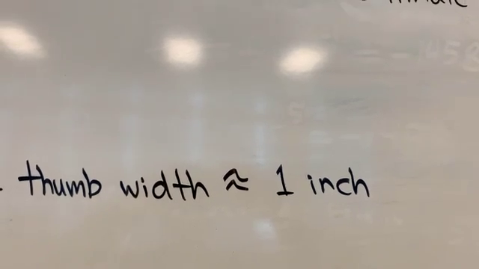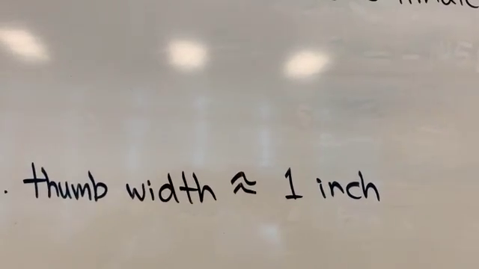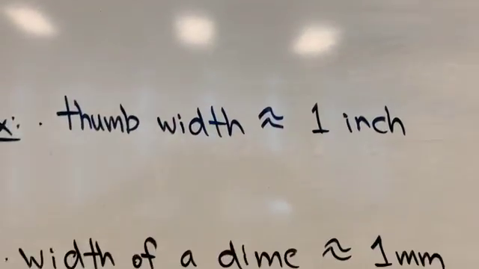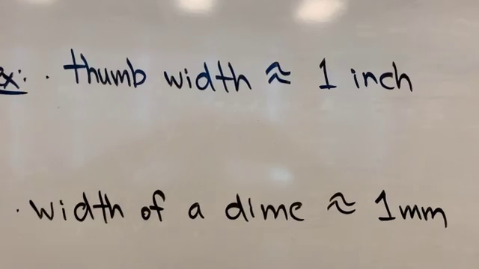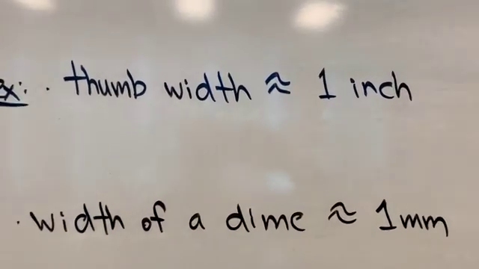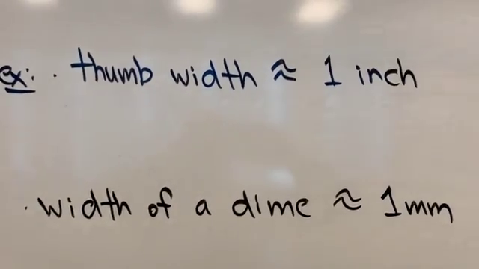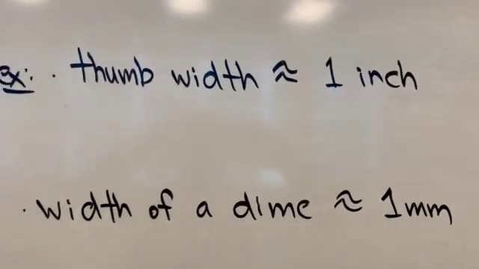If you're trying to measure how big your calculator or your phone is, you could just measure it in how many thumb widths it is. If you're thinking SI units, the thickness of a dime is about 1 millimeter. Not perfect, but approximately.